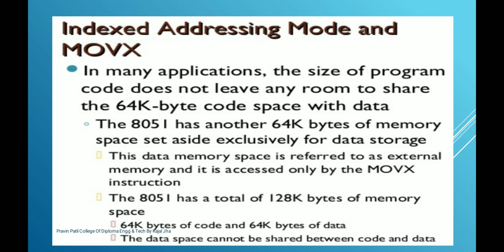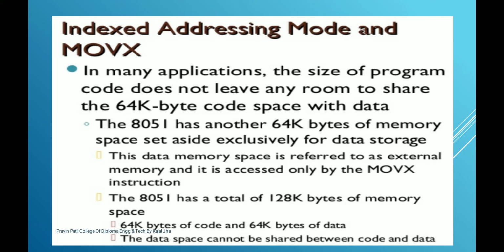In many applications, the size of the program code does not leave any room to share the 64K byte code space with the data. So the 8051 has another 64K bytes of memory space set aside exclusively for data storage. This data memory space is referred to as external memory, and it is accessed only by the MOVX instruction. If we use the instruction MOVX, then it only accesses the external memory.